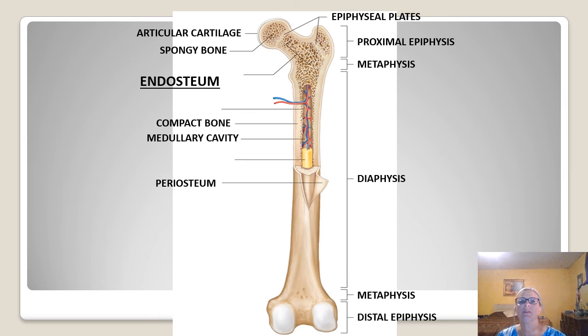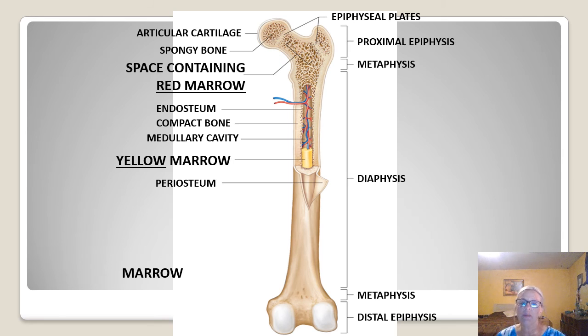The endosteum is a thin membrane containing some bone-forming cells. It's hard to see in this picture. You can see it's identified here, over the spongy bone. It's hard to see, but what's important is that this contains the bone-forming cells. That's going to be osteocytes and osteoblasts.